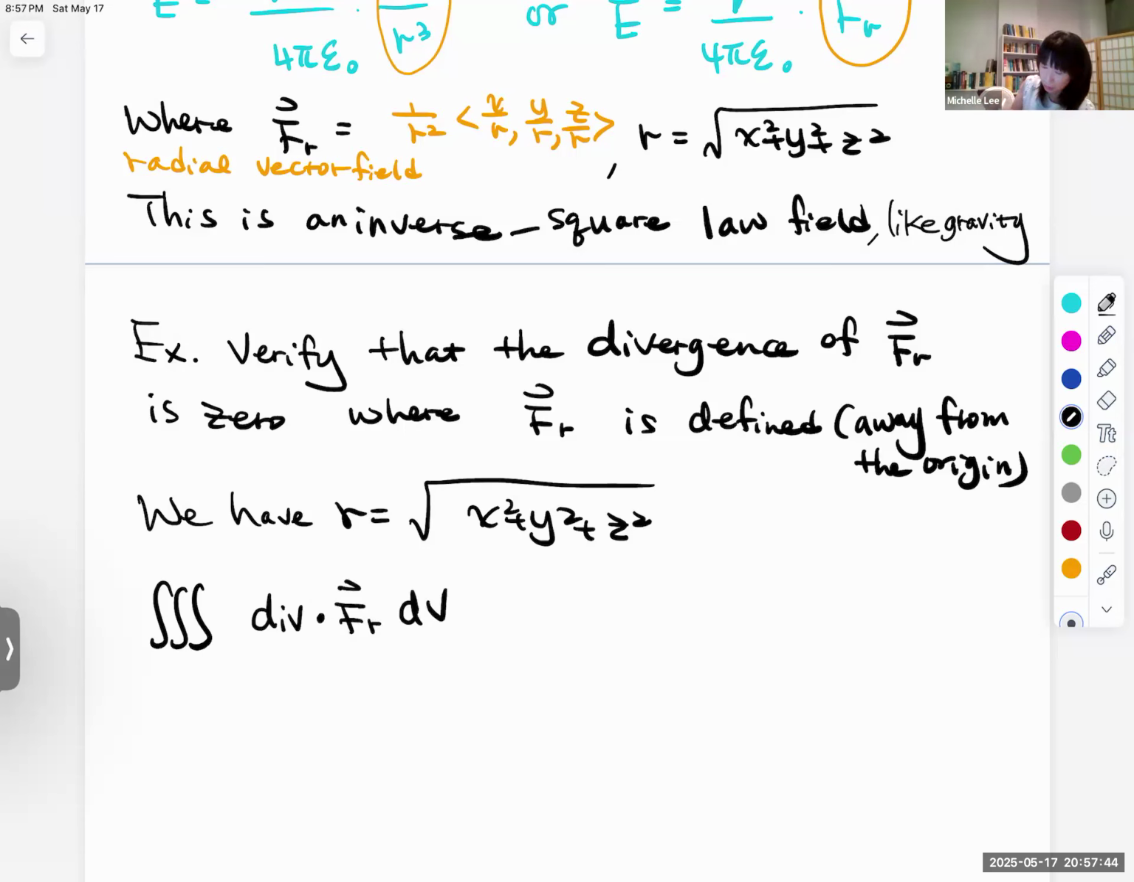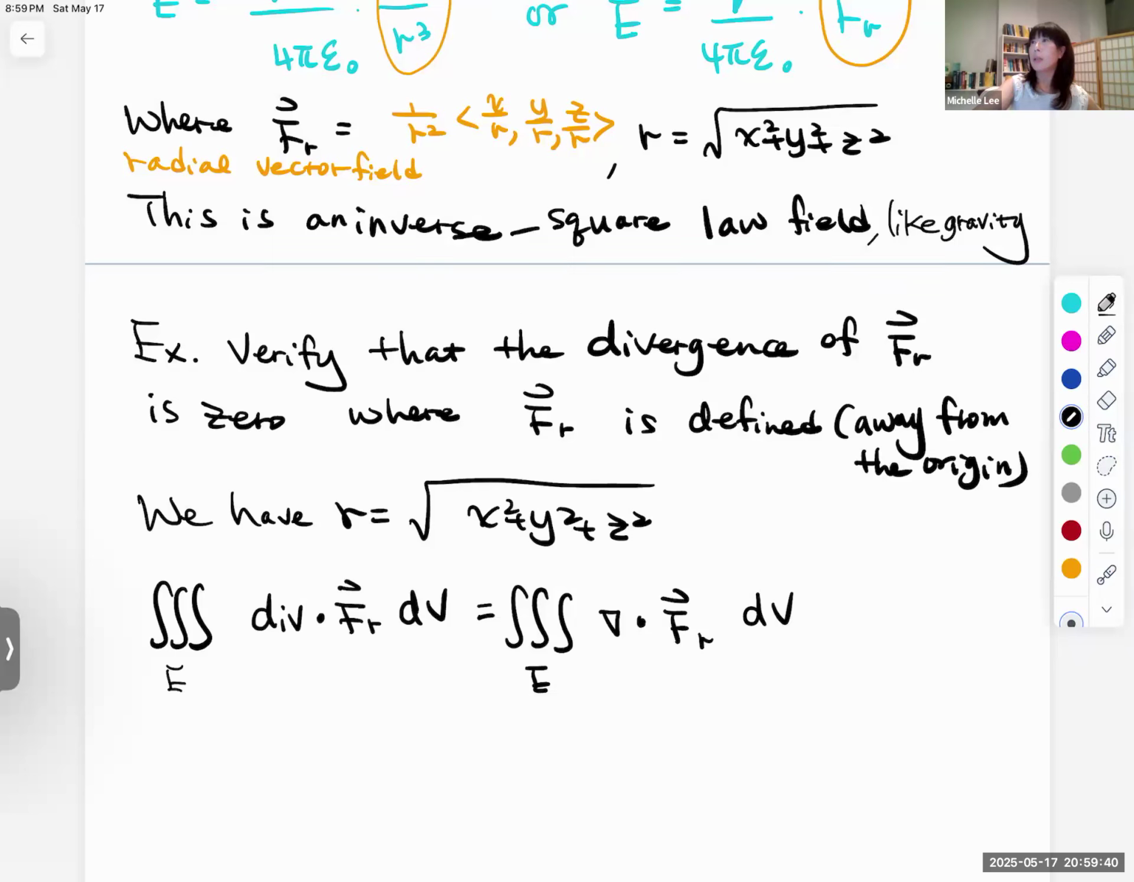Okay, so let's talk about the reasoning. And then we want to make sure that E is the solid region enclosed by the surface. And then we don't include the origin, right? Okay, so this means we can express the triple integral of del dot the radial vector field dV, right?